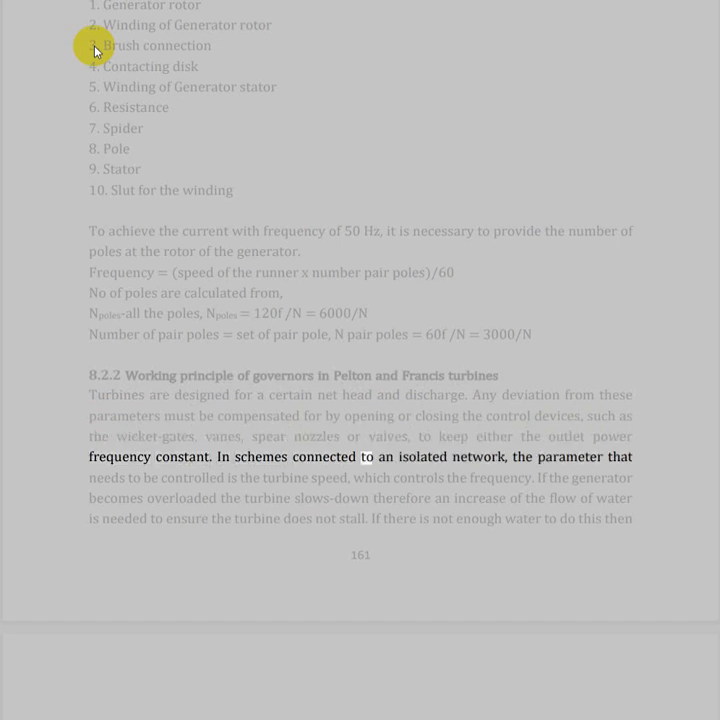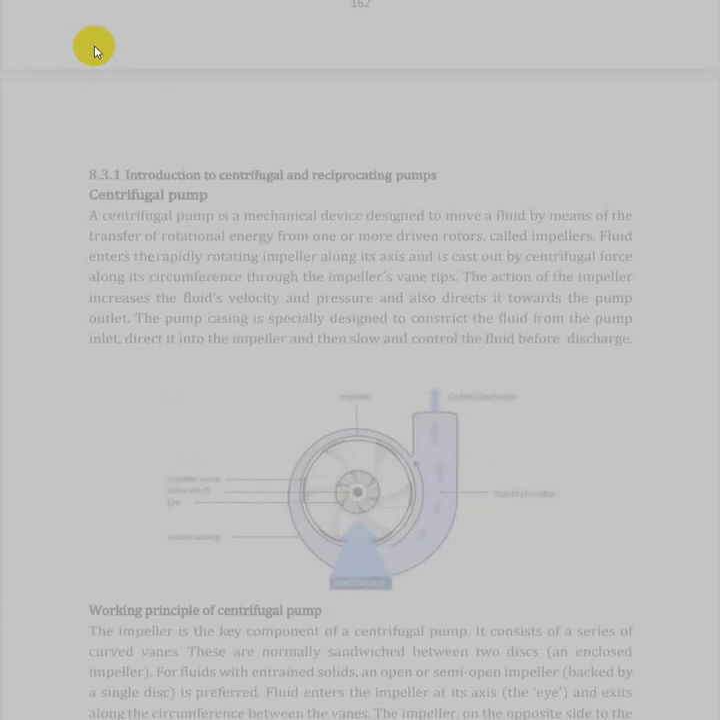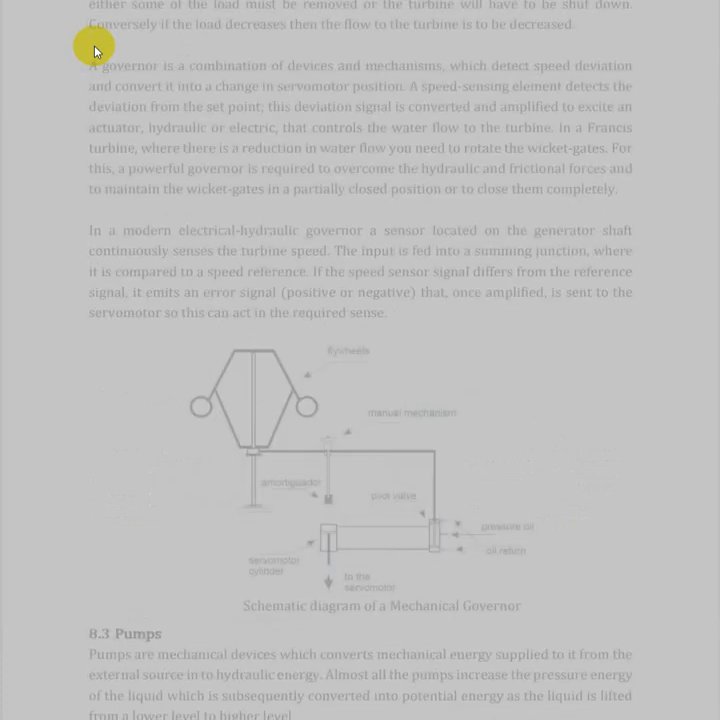In schemes connected to an isolated network, the parameter that needs to be controlled is the turbine speed, which controls the frequency. If the generator becomes overloaded, the turbine slows down, therefore an increase of the flow of water is needed to ensure the turbine does not stall. If there is not enough water to do this, either some of the load must be removed or the turbine will have to be shut down. Conversely, if the load decreases, then the flow to the turbine is to be decreased.